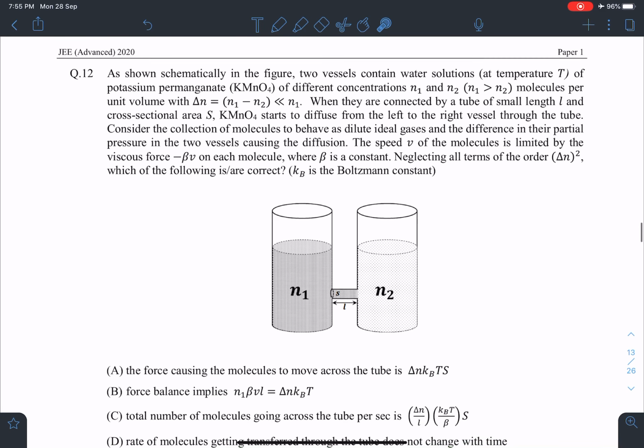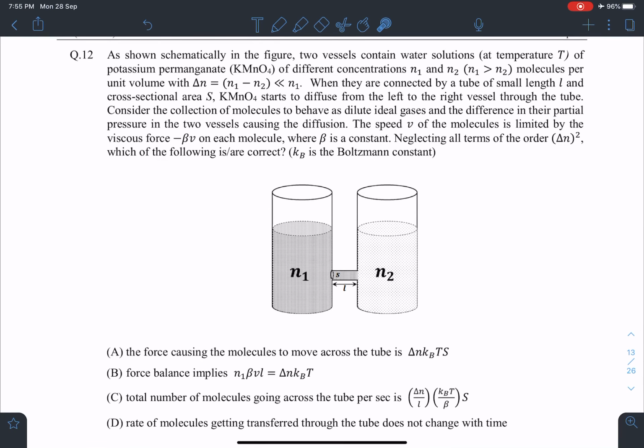Next one. Question number 12, as shown. I'm not reading the entire question. There is some solution here. KMnO4 solution is given, and there are different concentrations N1 and N2. Please be very careful about this. It's molecules per unit volume. Many people would have struggled with molecules versus number of moles per unit volume. On the left side there are N1 molecules per unit volume, and on the right side there are N2 molecules per unit volume.